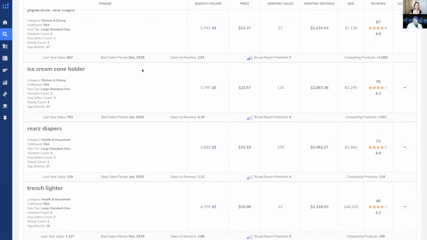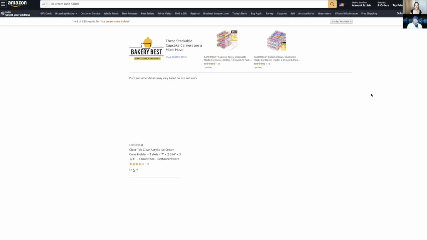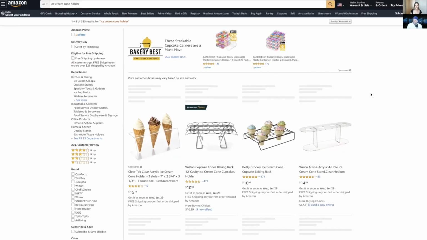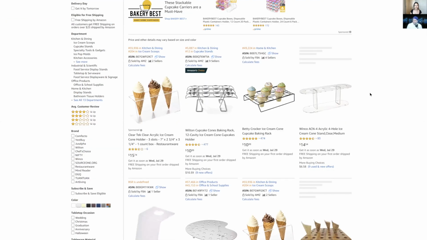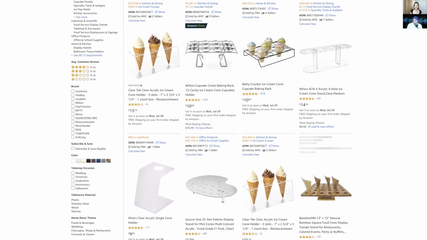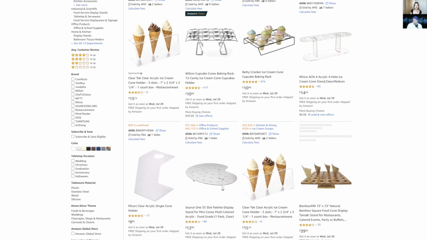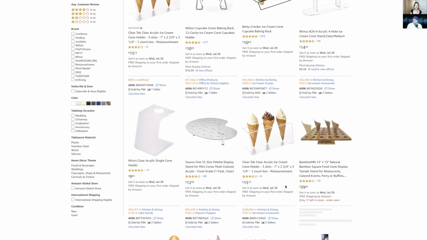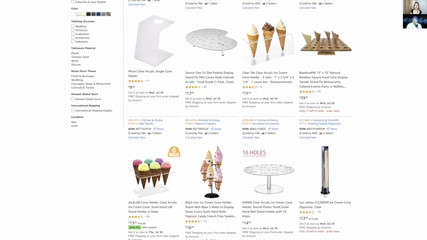Ooh, look at this one. Ice cream cone holder. Okay, they barely have any reviews. Some of the sellers, only one sponsored ad right now. 6 reviews. Guys, opportunity is out there for sure.